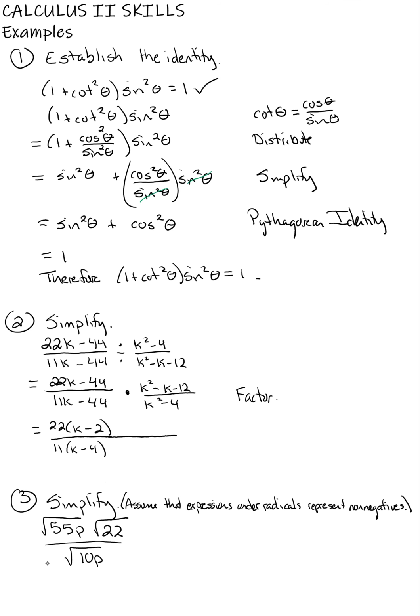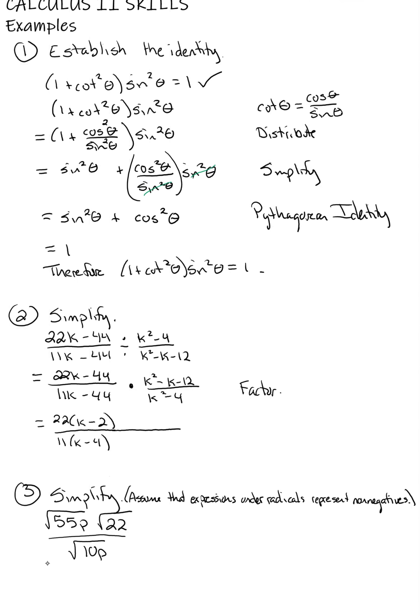Looks good. Now, this second expression, since it's multiplication, I could just put it all together. k squared minus k minus 12. Let's see, that will factor to k minus 4 plus 4. Oh, no. Minus 4 plus 3. There we go. k squared minus 4 in the denominator factors to k plus 2, k minus 2.